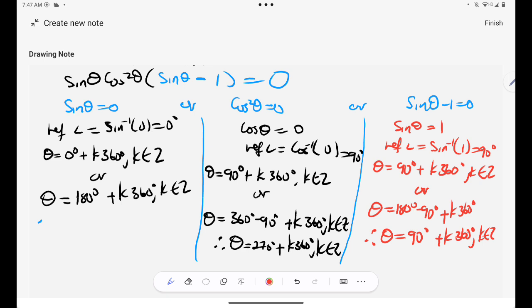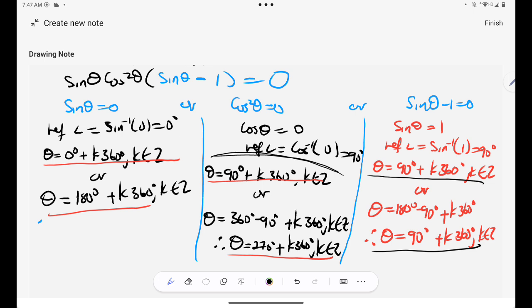Right, together. So these are my answers: 1, 2, 3, and 4. I don't have to count these ones as well, because they are the same. This and this are the same as this one, so I don't have to count them.